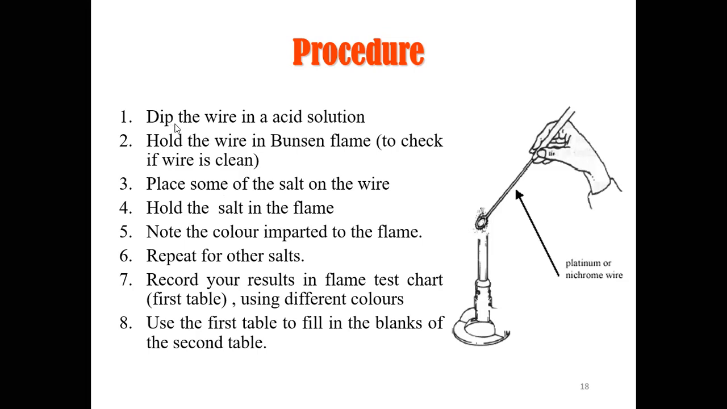So the procedure: dip the wire in an acid solution, hold the wire in the Bunsen burner flame, place some of the salt on the wire, hold the salt in the flame, and note the color imparted to the flame. Repeat for all other compounds or salts. Record your results in the flame test chart using different colors. Use the first table to fill in. We have the table later and I will show you in another document.